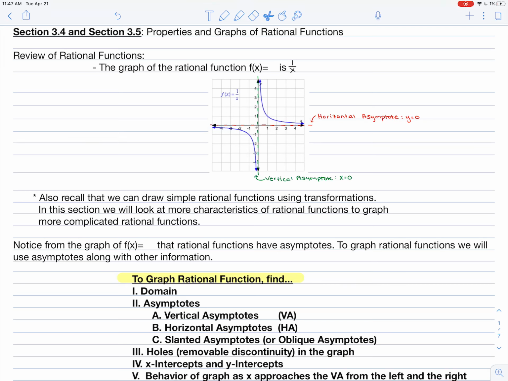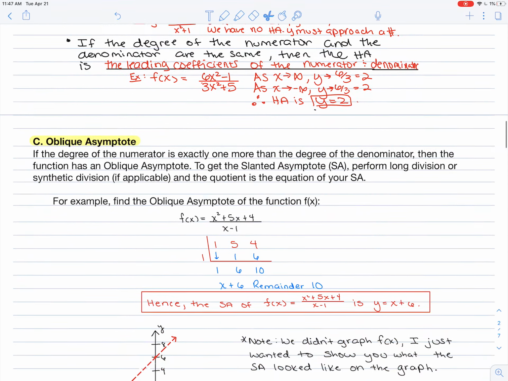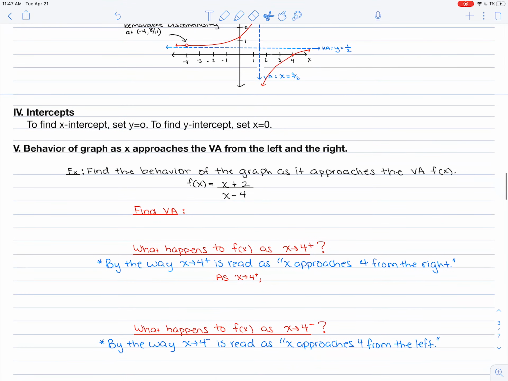Section 3.4 and Section 3.5, Properties and Graphs of Rational Functions, Part 4. So now we are at the intercepts. I'm not going to do an example for that one. You'll see once we put everything together, we will find intercepts, but we've done plenty of those. Just remember, for x-intercepts you set y to 0, and to find y-intercepts, you set x to 0.